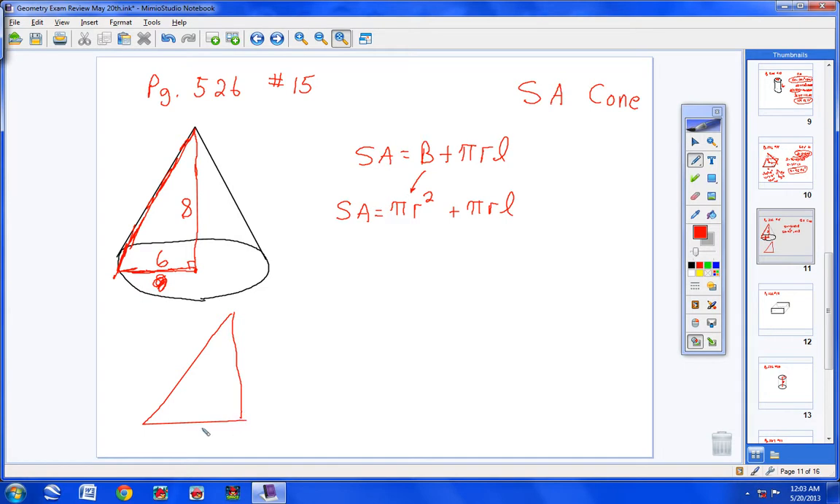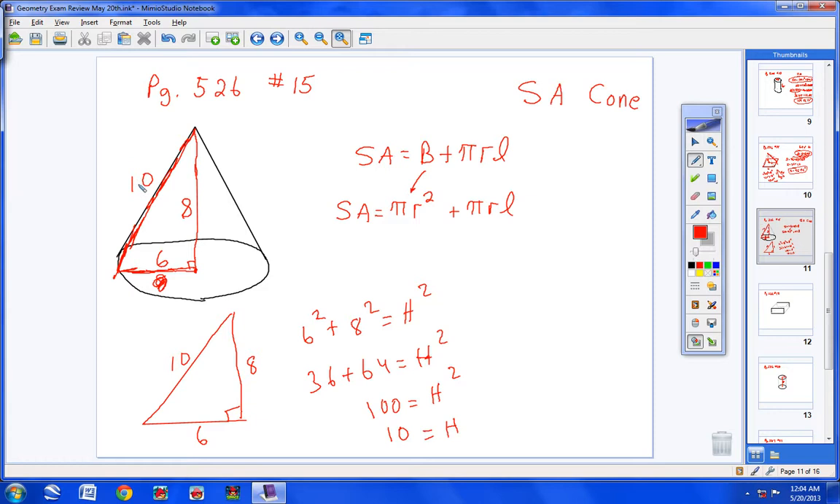I've got a measurement of 6, a measurement of 8, and I'm missing the hypotenuse. So real quick, I can say leg squared plus leg squared equals hypotenuse squared. So 36 plus 64 equals hypotenuse squared. That's 100 equals hypotenuse squared. And now take the square root of both sides. And 10 equals the hypotenuse. So this length here is 10, which means this length is 10, which means my slant height right here is going to be 10.